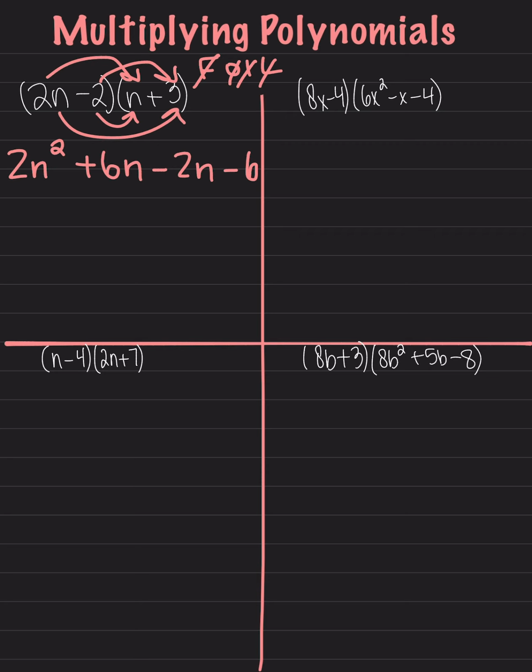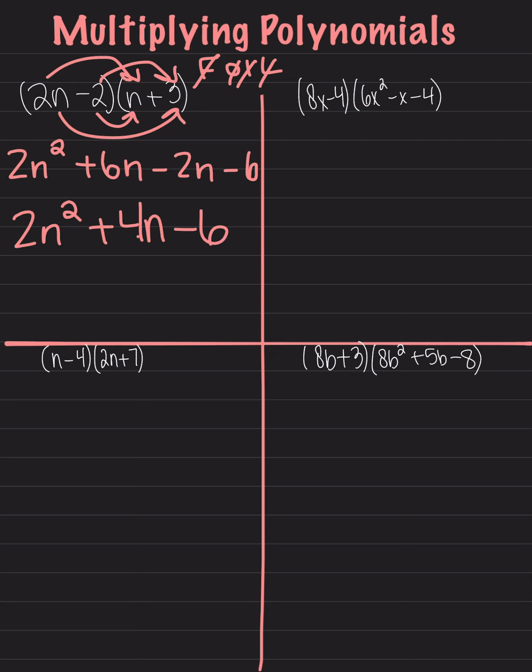Now I can simplify this further. I can simplify the n's. 2n squared. 6n minus 2n gives me positive 4n. And the negative 6 we don't have to multiply, so this is our answer.